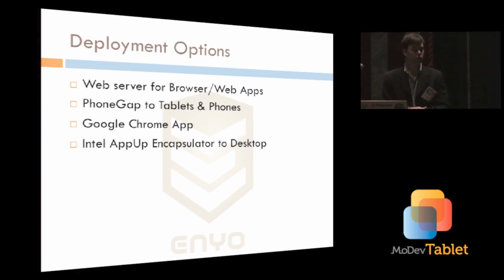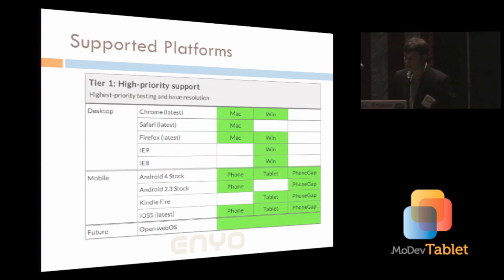Very easy to make a Google Chrome app out of Enyo, or to use the Intel App Up encapsulator to make an installable desktop application. The supported platforms that I mentioned are Chrome, Safari, Firefox, and IE 8 and 9. We've done a lot of work to make sure that things work properly with IE 8.